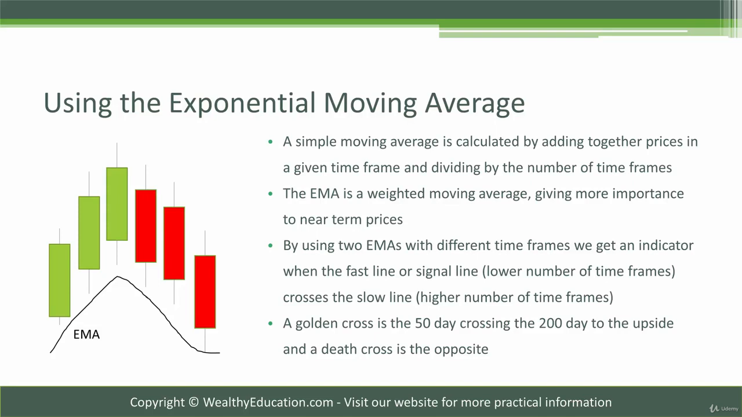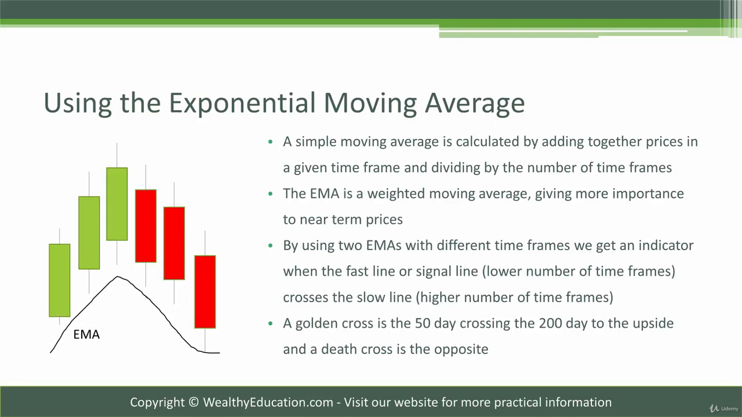We can use EMAs in a couple of different ways. We can use an EMA as a support or resistance indicator, or we can use two EMAs with different time frames to get an indicator that will give us a buy and sell signal. And I'll show that to you on a chart in just a moment, but we'll have a fast line, which will be represented by the lower number of time frames, and we'll have a slow line, which will be represented by a higher number of time frames. So for example, we could have a 20-day line, which would be our fast line, and a 50-day line, which would be our slow line.